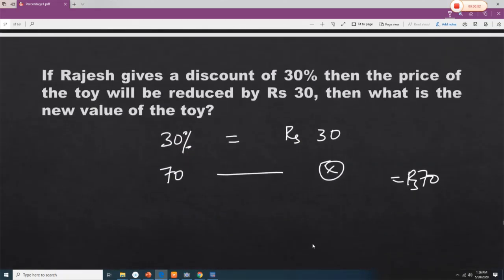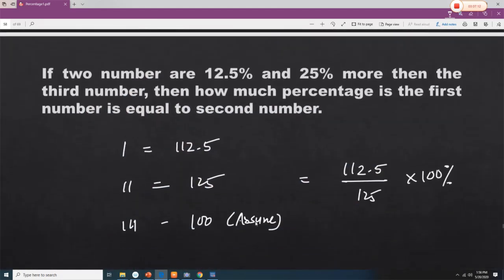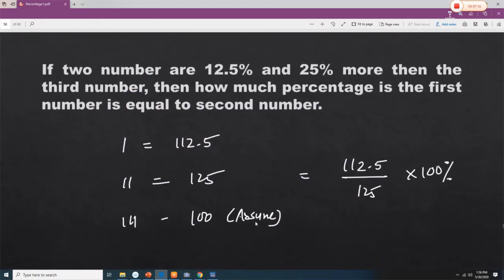If Rajesh gives a discount of 30%, then the price of the toy will be reduced by rupees 30. So a 30% discount is given by Rajesh and the price is reduced by 30 rupees. So after giving the discount, what remains is 70%. So what is 70% of the value? It is rupees 70.